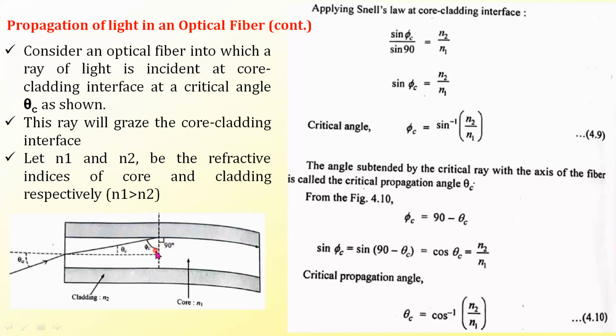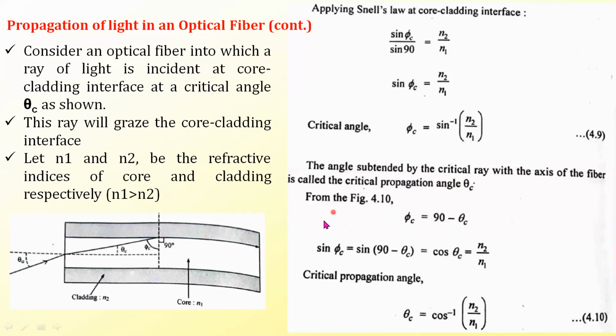So sine i by sine r is equal to n2 by n1. That is our Snell's law. So sine phi c by sine 90 is equal to n2 by n1. That is, sine phi c is equal to n2 by n1 because sine 90 is 1. So I can write the critical angle phi c is equal to sine inverse n2 by n1.